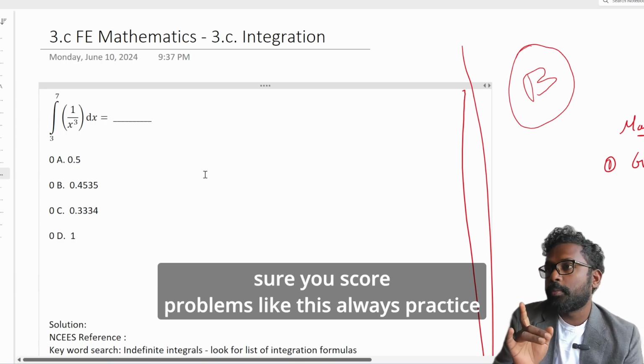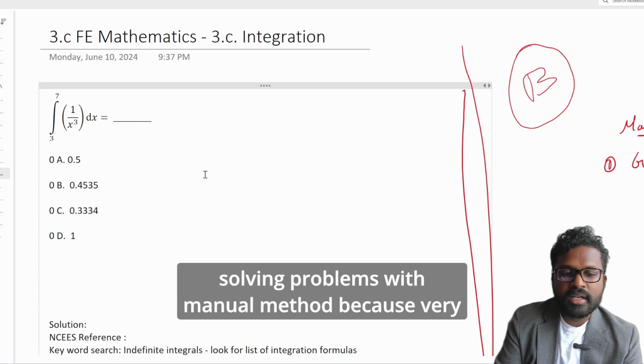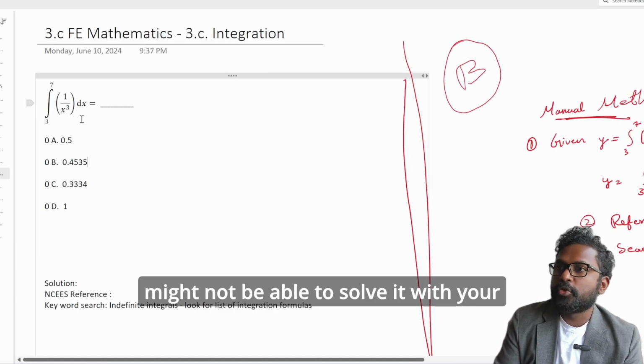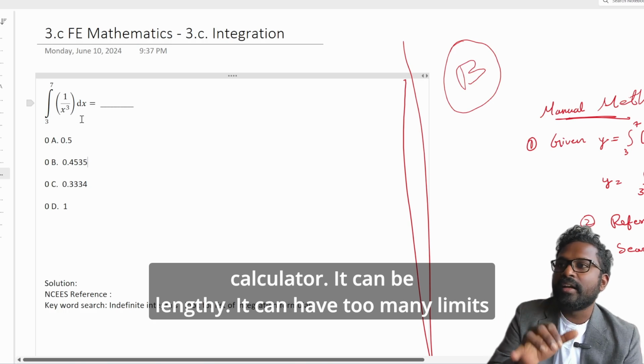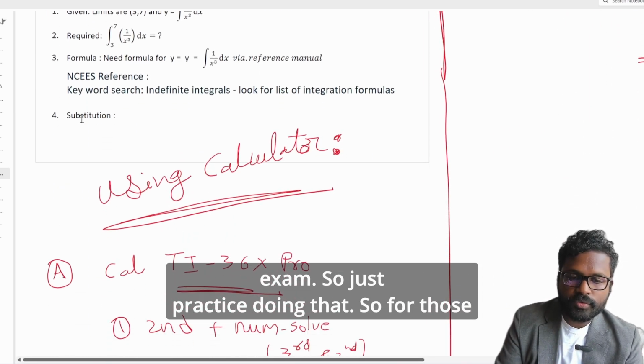This you should be able to score. To make sure you score problems like this, always practice solving problems with the manual method, because very easily the question can be something else and you might not be able to solve it with your calculator. It can be lengthy, it can have too many limits, and you might not be able to solve it in your exam. So just practice doing that.